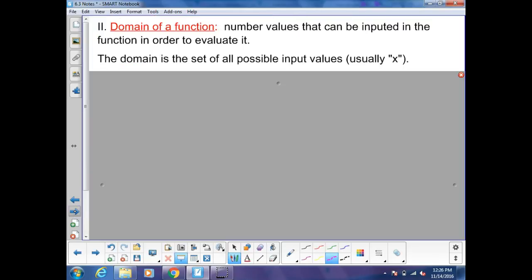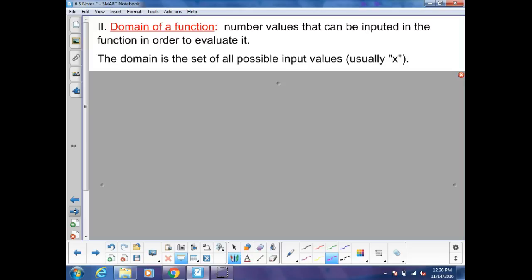Next topic that we need to talk about is the domain of a function. The domain of a function is all of the number values that I can put into the function and still have it produce an answer, give me an output. Okay? It's the inputs, if you will.